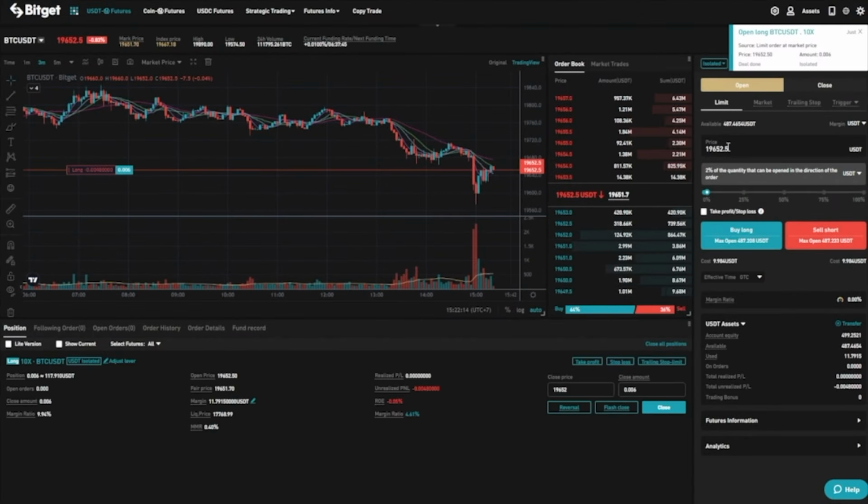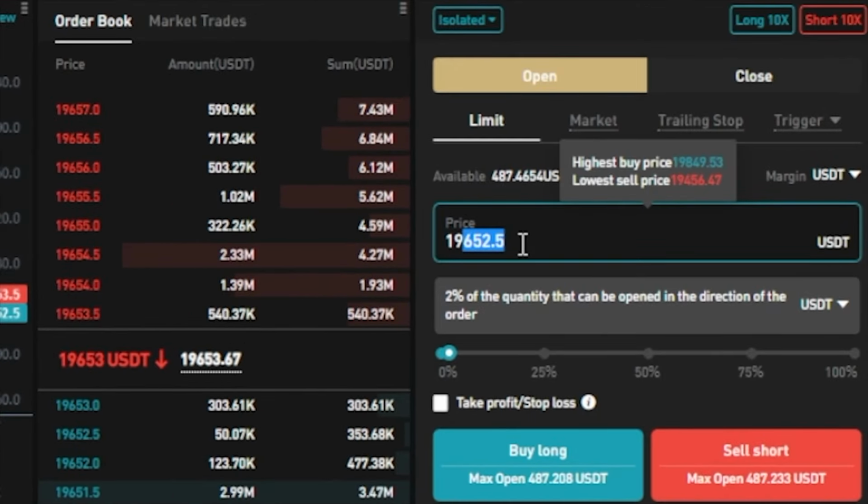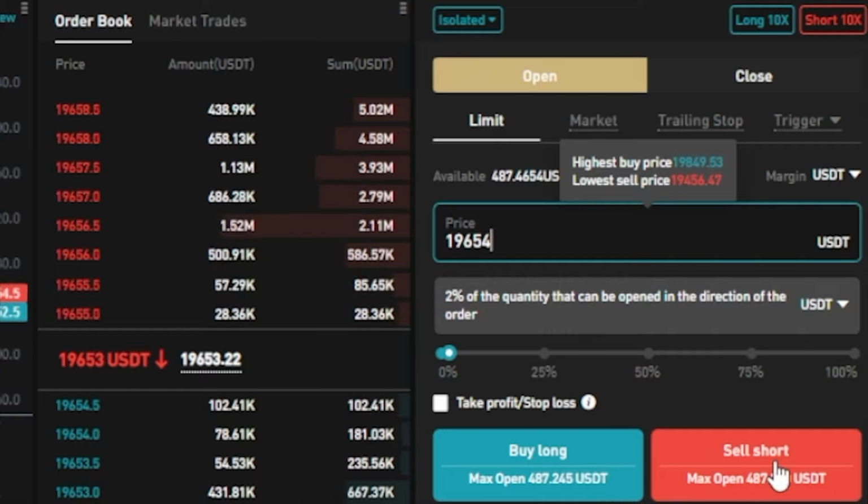With limit orders, you can use this to place an order in the order book. Again, to execute this order, you will need to click limit order, set the value you would like the price to get into, and when the price reaches the limit order, it will be executed and fill your position.